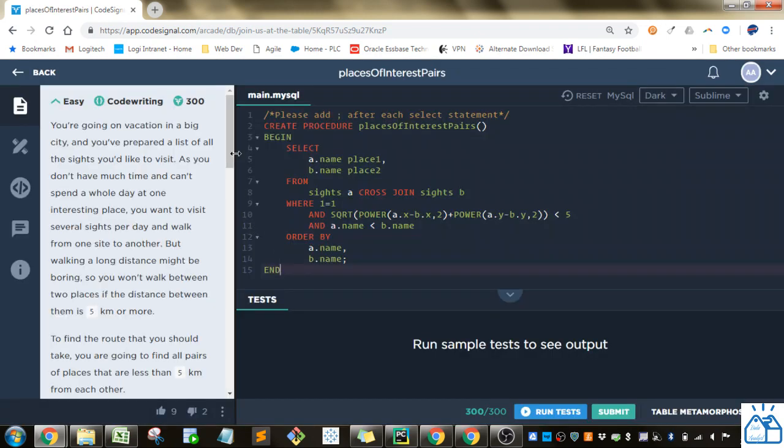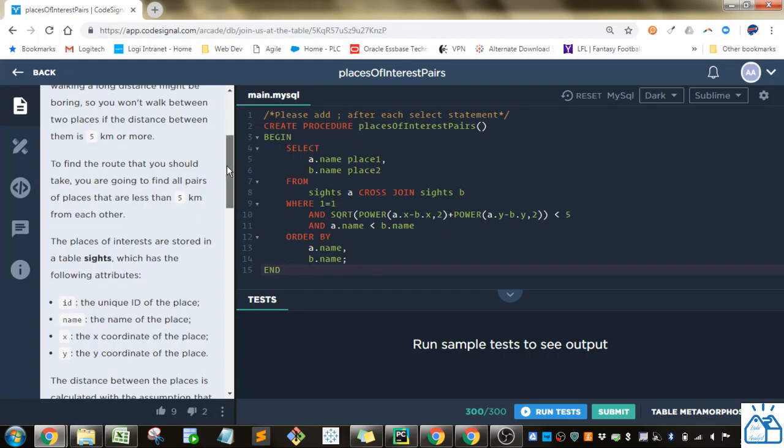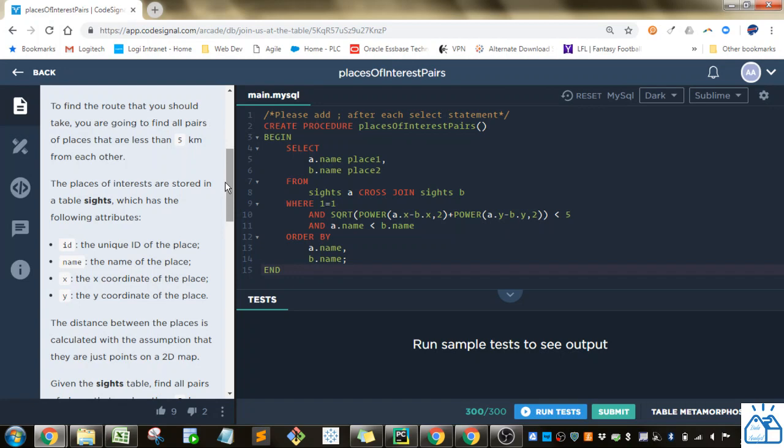Alright, so you're going on vacation in a big city and you've prepared a list of all the sites you'd like to visit. As you don't have much time and can't spend a whole day at one interesting place, you want to visit several sites per day and walk from one site to another. But walking a long distance might be boring, so you won't walk between two places if the distance between them is 5 kilometers or more. To find the route that you should take, you're going to find all pairs of places that are less than 5 kilometers from each other.